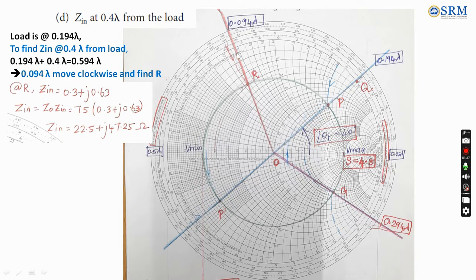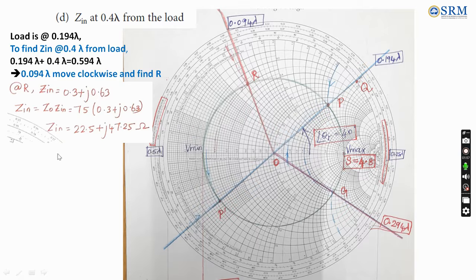Okay, here it will be lying here. 0.63 means this point, the intersection of these two, we have to extend by using our pencil, and we have to find this. So to denormalize, we multiply with characteristic impedance and write the final answer in terms of ohms.